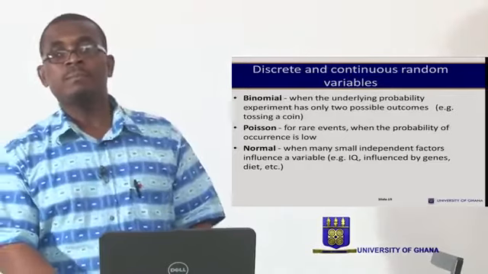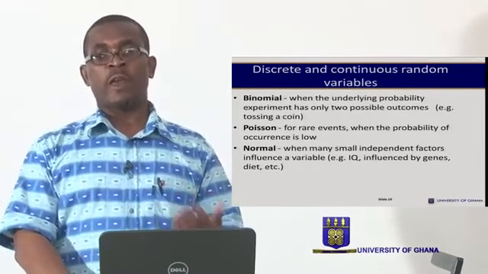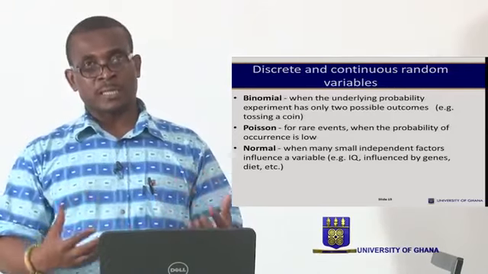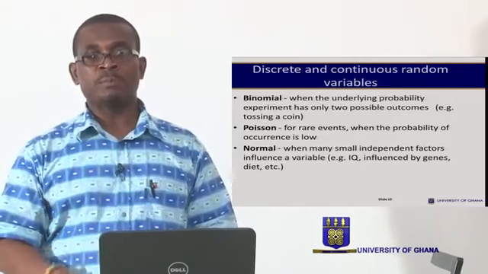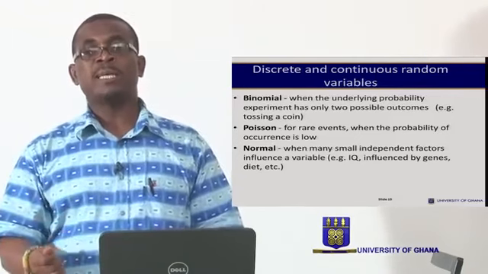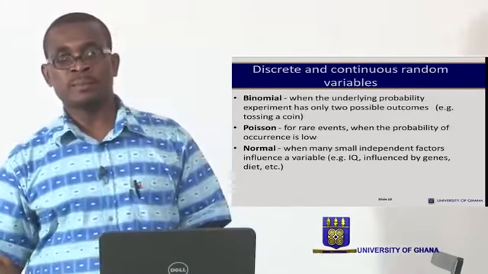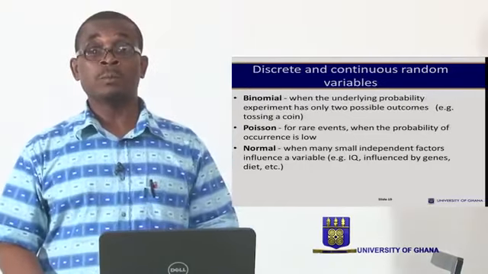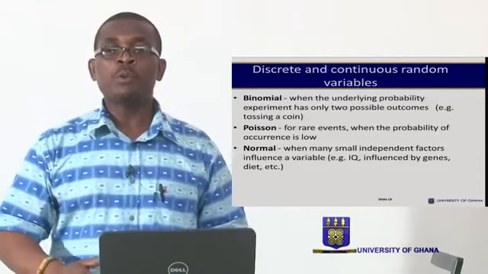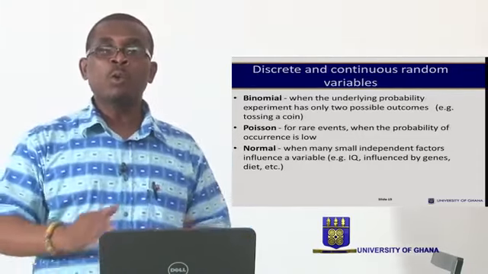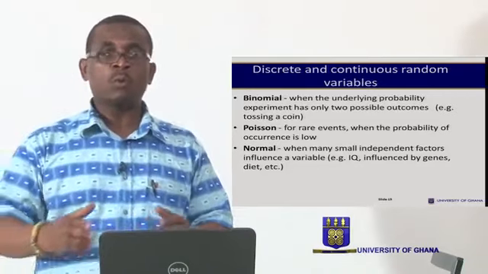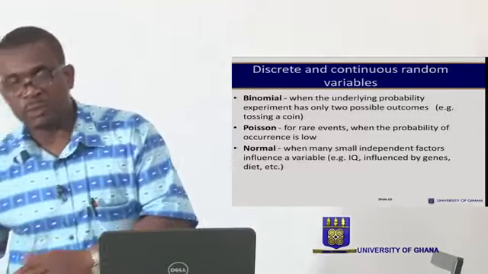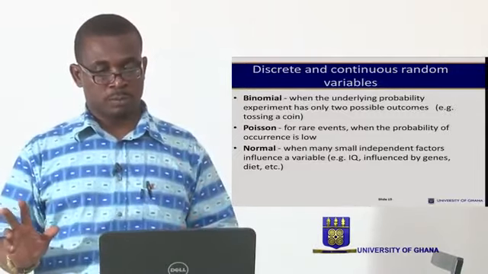Now, binomial distributions or variables, how do they arise? When the experiment that we are conducting has only 2 outcomes, in other words, you toss a coin, it's either a head or a tail. Or you write an exam, you either pass or you fail. Or a firm produces a product, it's either good or bad, or better still, you say it is defective or non-defective. So there are only 2 possible outcomes.